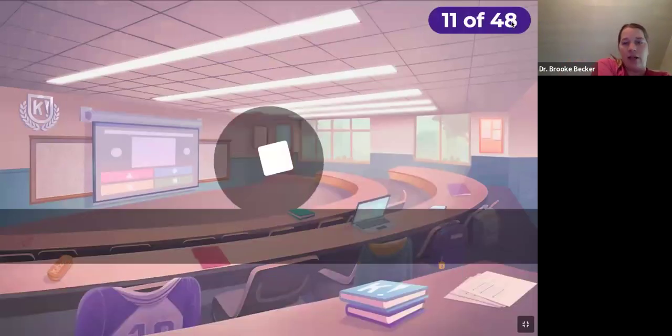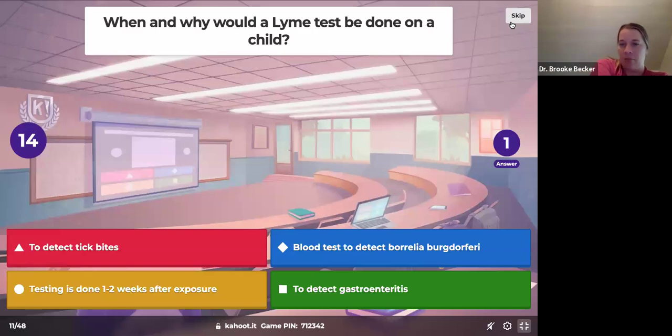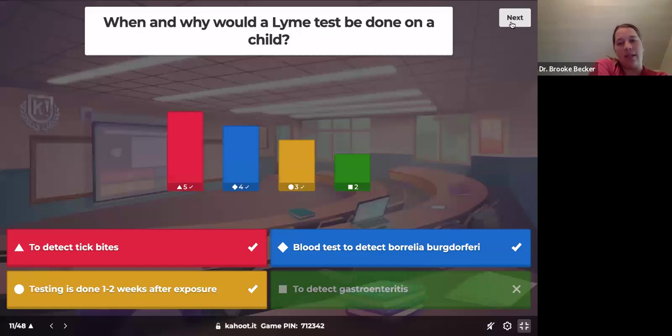Multiple select. When and why would a Lyme test be done for a child? To detect tick bites is red. Blue is blood test to detect Borrelia burgdorferi. Yellow is testing is done 1 to 2 weeks after exposure. Green is to detect gastroenteritis. Yes, good. It's a blood test to detect Borrelia burgdorferi. And testing has to be done 1 to 2 weeks after the tick bite. Otherwise, it could be a false negative.